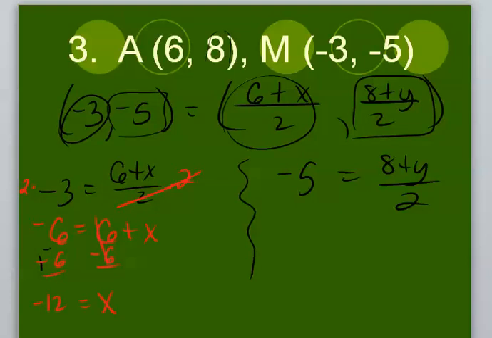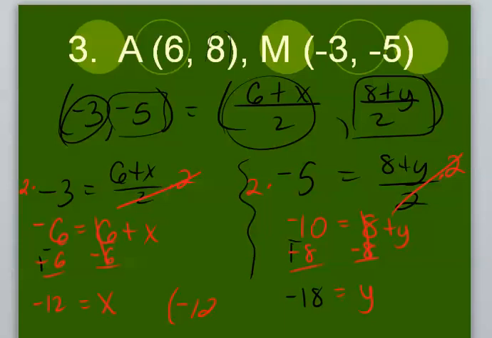To solve the y equation on the right, we're going to start out the same way. Multiply by 2. 2 times negative 5 is negative 10. Remember, it cancels the bottom. The top stays the same. To get y by itself, we need to move the 8. It's positive, so we're going to subtract 8. Negative 10 minus 8 is like plus a negative 8. That's going to give us negative 18. So our x, y that we would have to put with 6, 8 to have a midpoint of negative 3, negative 5 is negative 12, negative 18.